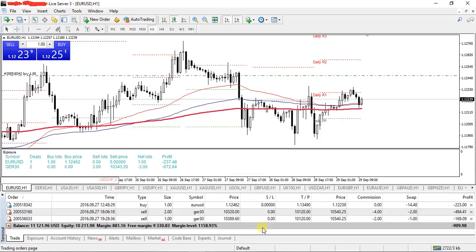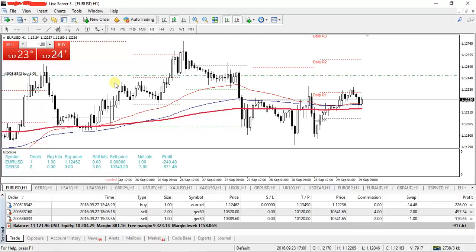As I said in my previous video, let me try to analyze the euro dollar, 29th of September. Here you can see the live account. This is one of the accounts which we are managing.